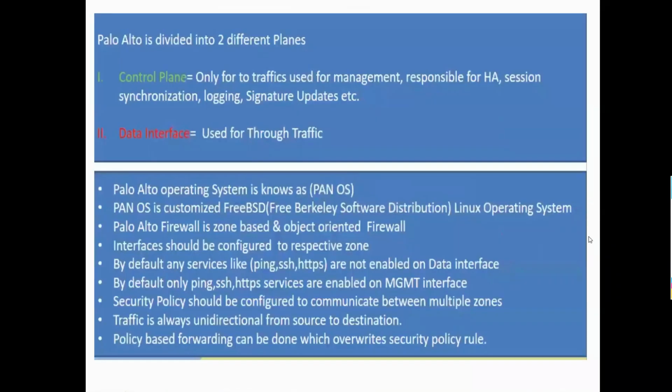Let's talk again about control plane and data plane. Palo Alto is divided into 2 different planes. It's called control plane and data plane. Let's talk about control plane again. Control plane is only for to traffic, everyone, to the firewall box. Only to traffic used for management. In case you are working with high availability, control plane is also responsible for HA, session synchronization.